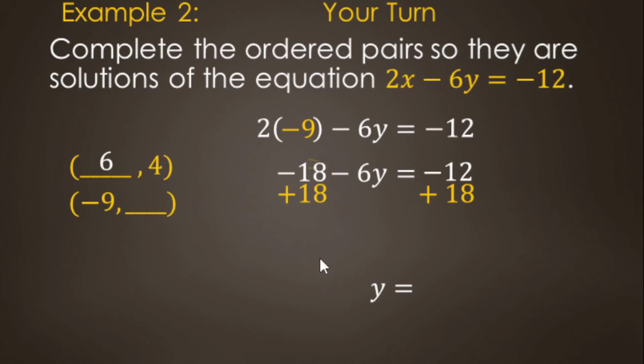So negative 18 plus 18, 0 18s, just a negative 6y equals negative 12 plus 18 is going to be a positive 6. So now we need to undo the negative 6 being multiplied with a divide by negative 6, right? Negative 6 over negative 6 is 1y, so 1y, perfect right there. We have a positive divided by a negative, so that's going to be a negative. 6 over 6 just makes 1. So when the x is negative 9, the y is going to be a negative 1, and that's a solution to this equation here.